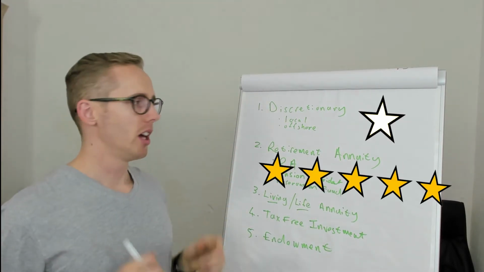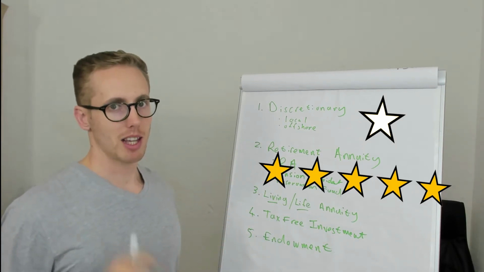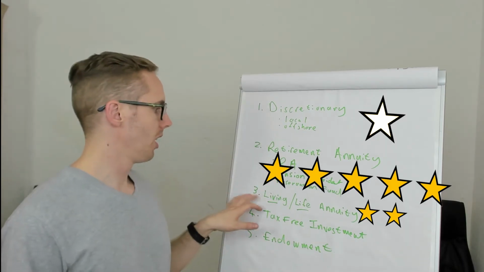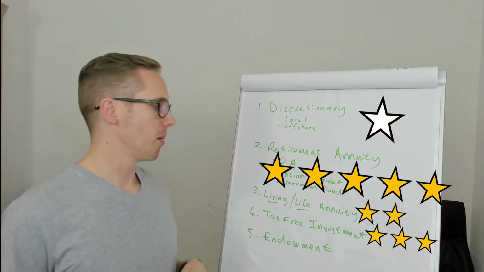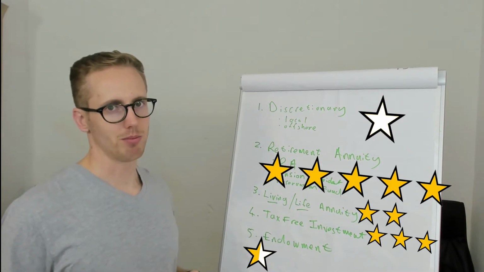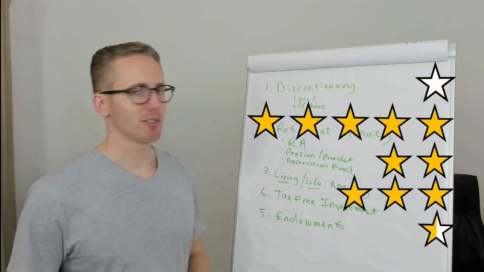So I'm just going to quickly go through how the tax works on each of these. Discretionary, fully taxed. Retirement annuity, growth totally tax-free. Contributions tax deductible. When you take out the money, a certain portion is tax-free. Living annuity, growth is tax-free, but everything you withdraw, you've got to pay tax. Tax-free investment, growth is tax-free, withdrawal is free of tax, but you don't get any tax deduction. Endowment, tax maximum 30%. So that's it. There you go. 1, 2, 3, 4, 5.